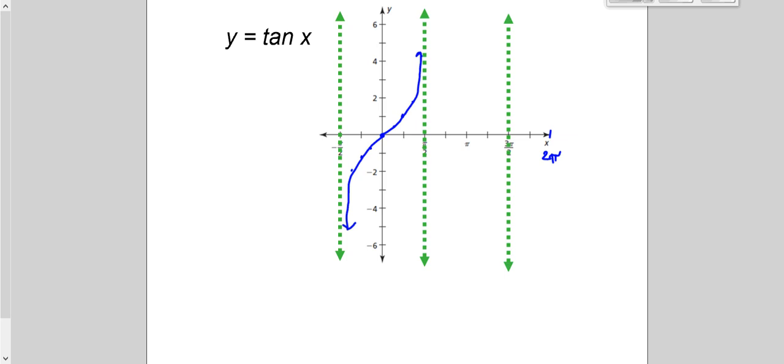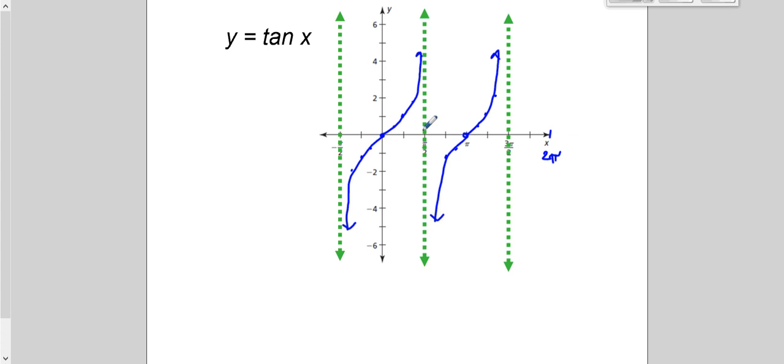And what was our number at pi? Our number at pi was 0. And if we do the points on either side, let's get our negative ones and ones in there. At 3 pi over 4, we were at -1. At this one, we're at +1. And we end up with another curve like the first one. So it's another periodic function. It repeats.